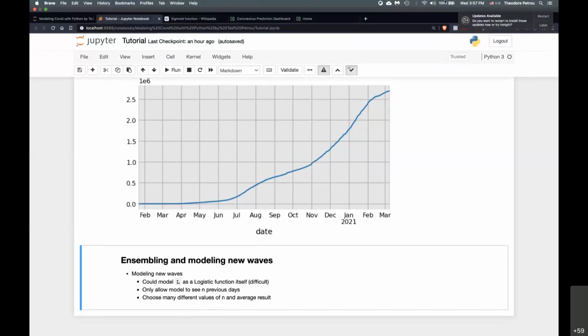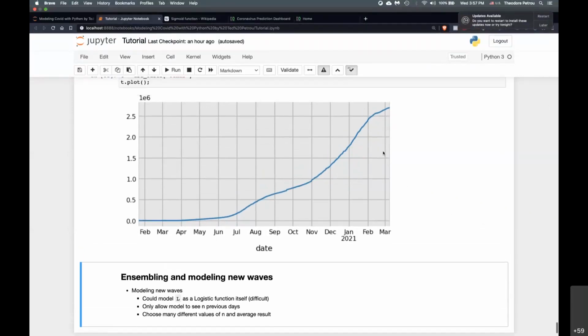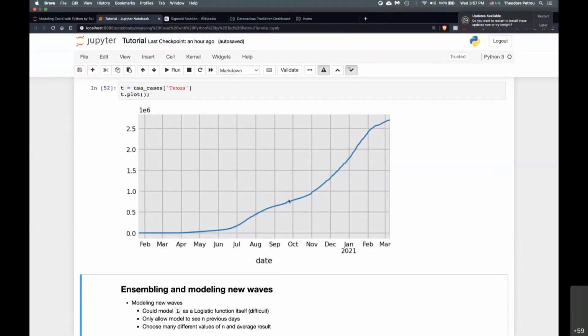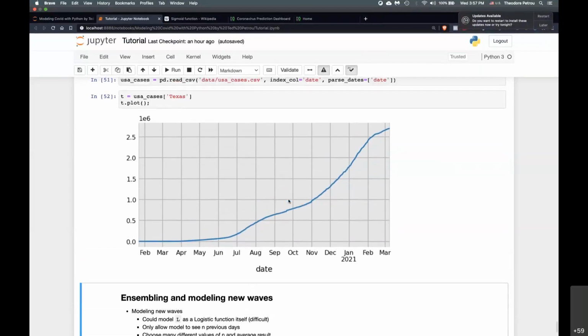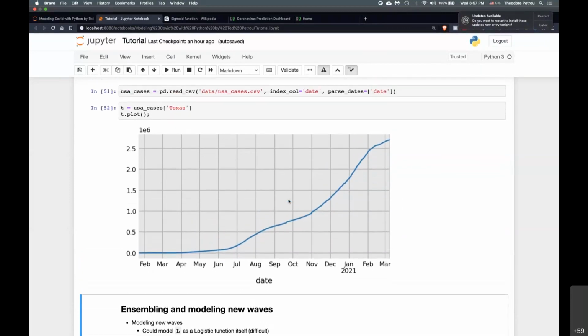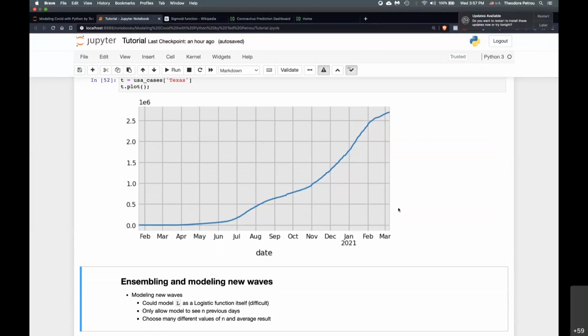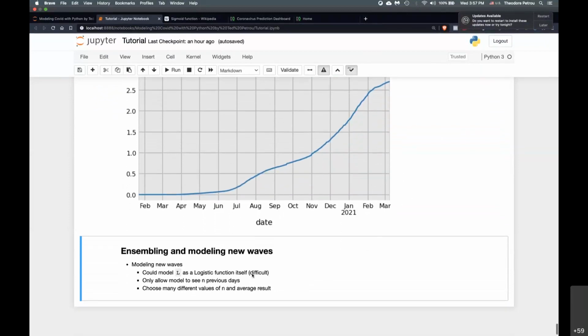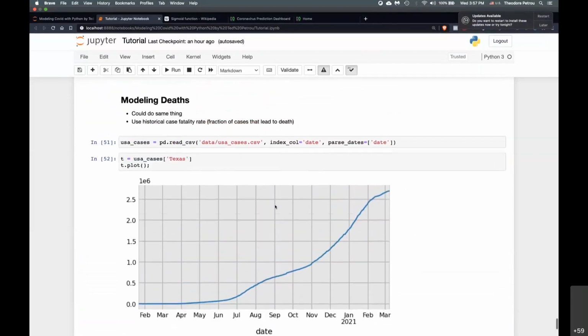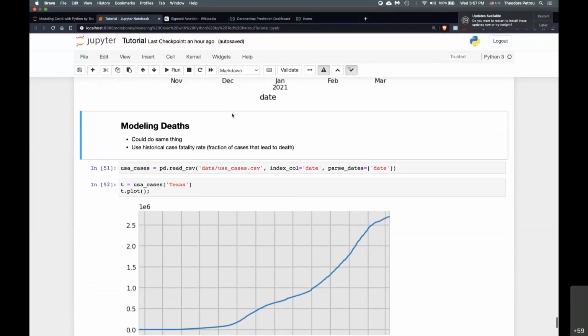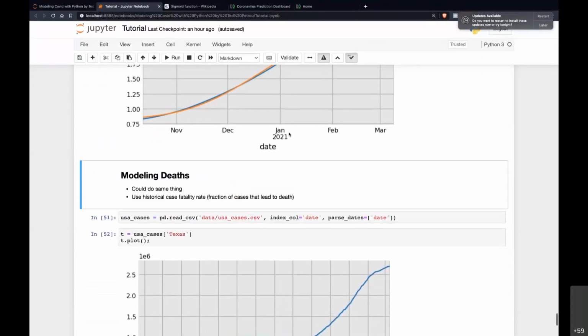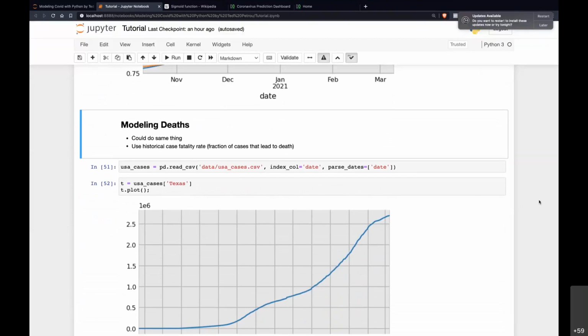Okay, so that essentially wraps up the presentation on how I modeled COVID cases and deaths using S-shaped curves. So hopefully that was of interest. I see a lot of questions, so I will get to them, or at least a few questions.